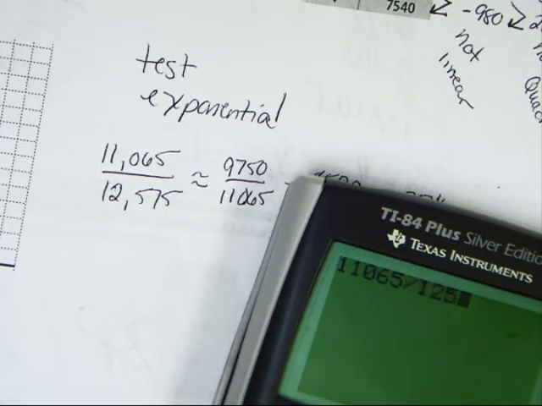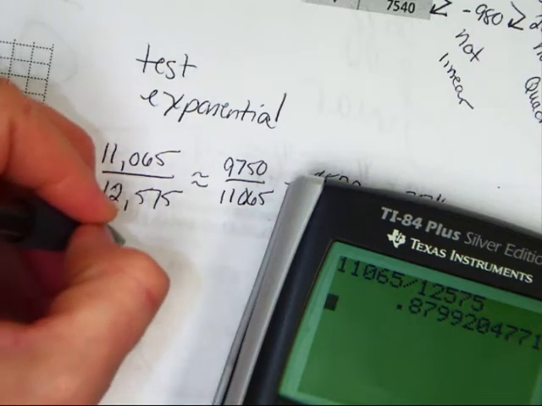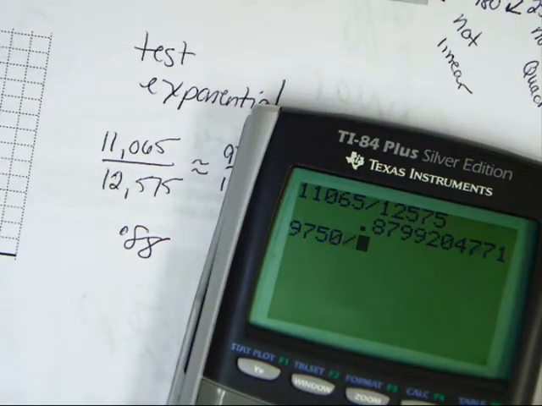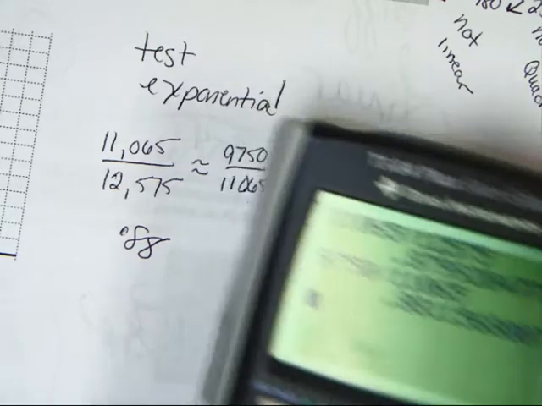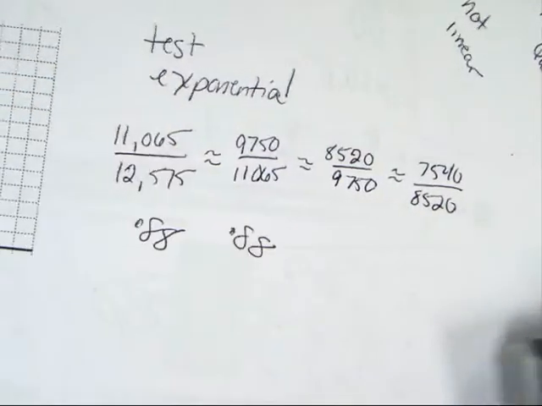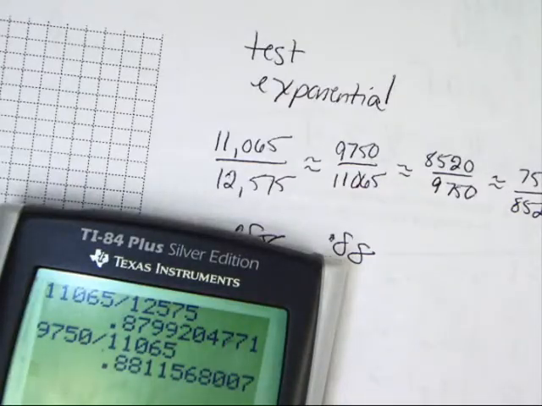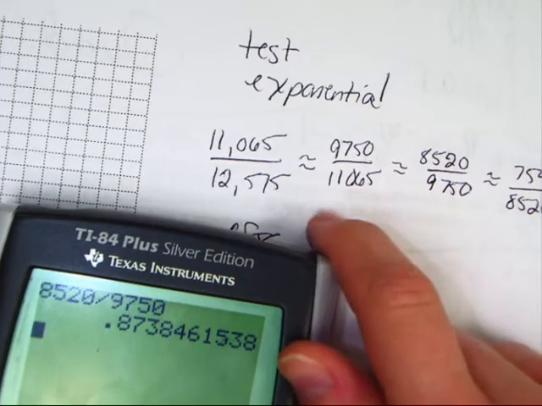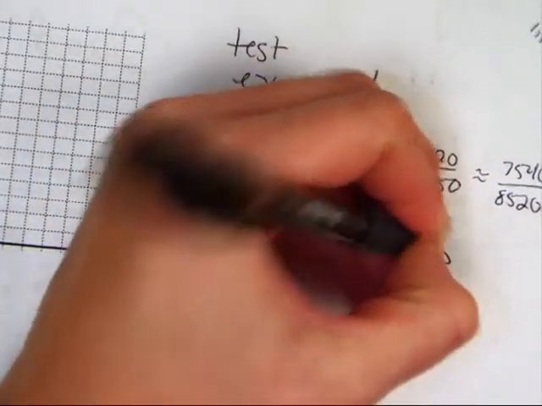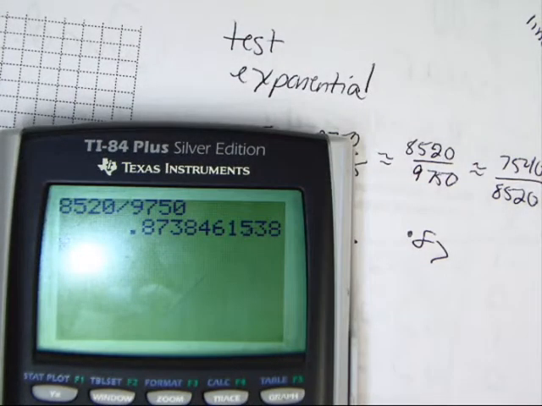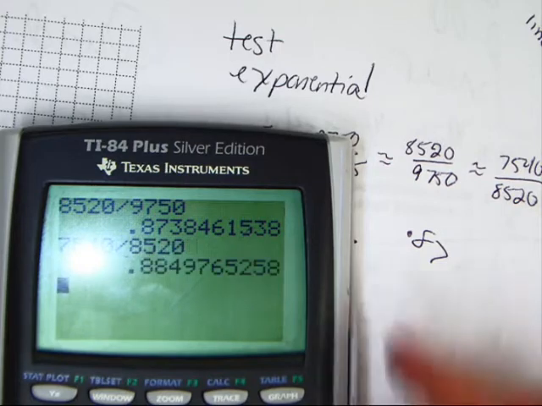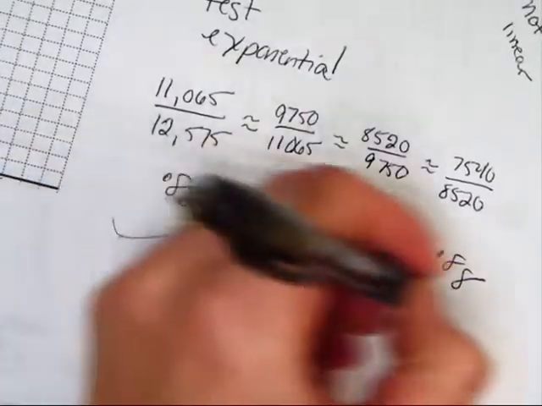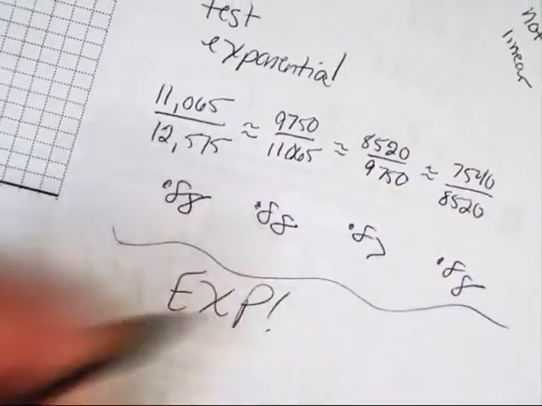11,065 divided by 12,575 is approximately 0.88. Now let's try the next one. 9,750 divided by 11,065 is also approximately 0.88. That's good. That's what we're looking for. Let's try the next one. 8,520 divided by 9,750 is about 0.87, so not perfect, but pretty close. And now the last one is about 0.88. So you can see that these are very close to each other.